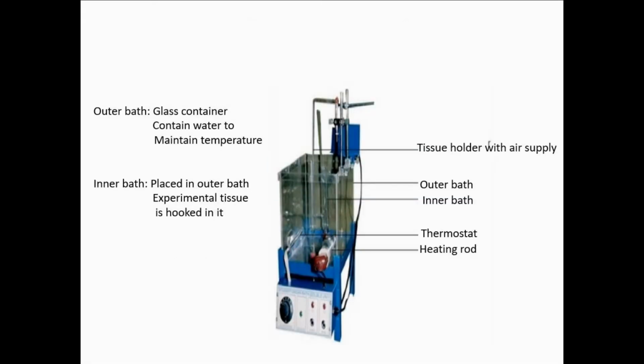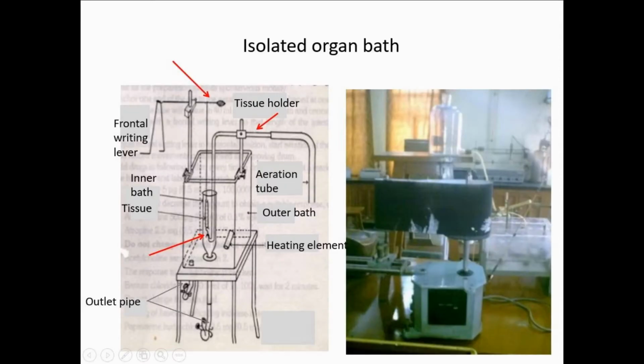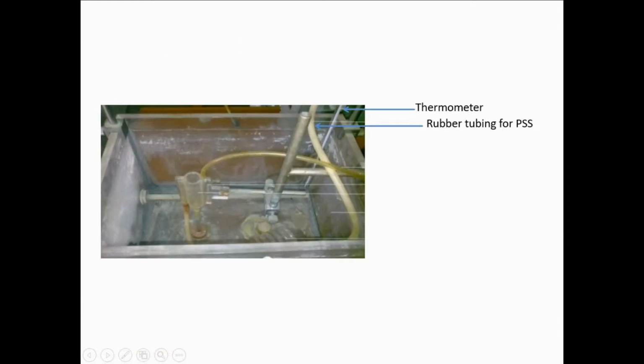There are two baths, outer and inner bath. The outer bath is a glass container that contains water to maintain temperature, whereas the inner bath is also called isolated organ bath and is placed within the outer bath. The experimental tissue is hooked in it. Tissue holder with air supply are attached to the bath. Heating rod is also present. Isolated organ bath contains frontal point writing lever, thermometer, rubber tube, aeration tube, tissue holder.